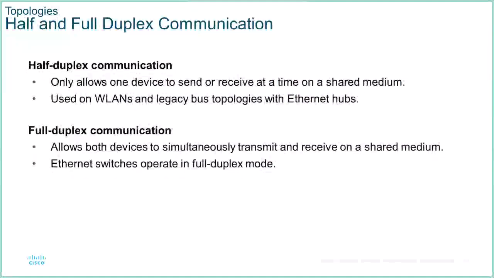Half duplex and full duplex communication basically signifies how many devices can talk at once. If it's half duplex, only one device can talk. So you can transmit or you can receive, but you can't do both. Full duplex, you can do both at the same time. You can simultaneously receive and transmit information because you're using different wires to do it.